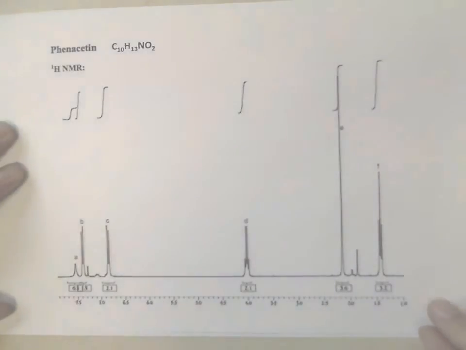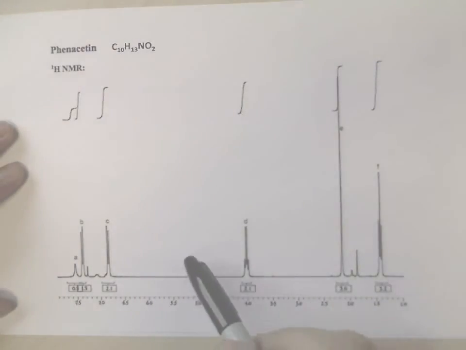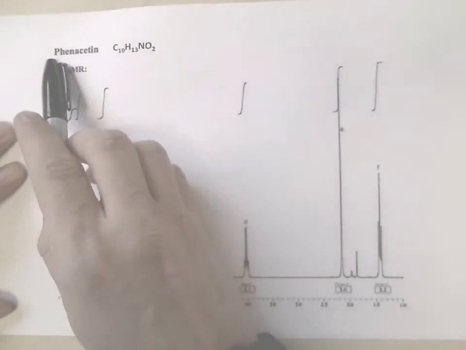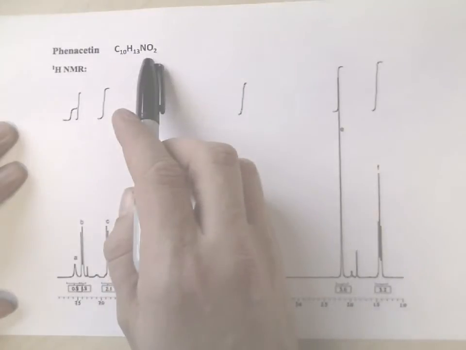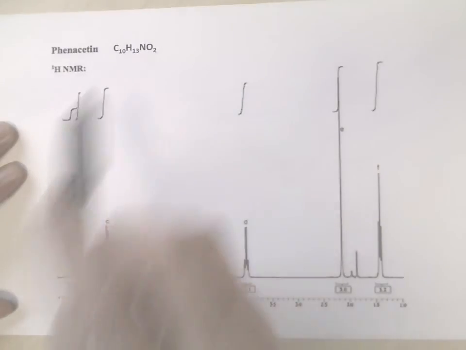Okay, so here we have an NMR spectrum of a compound, and the question is, what is the chemical structure of phenacetin with the molecular formula C10H13NO2?